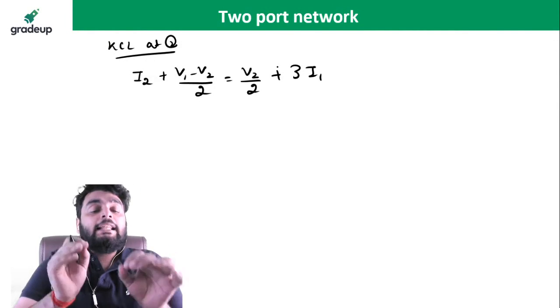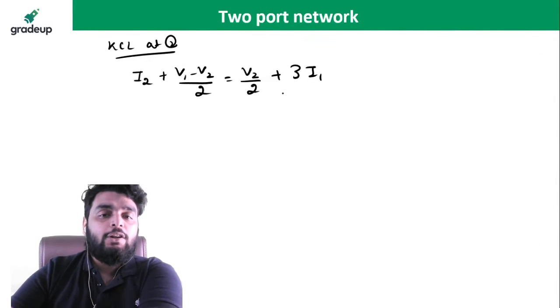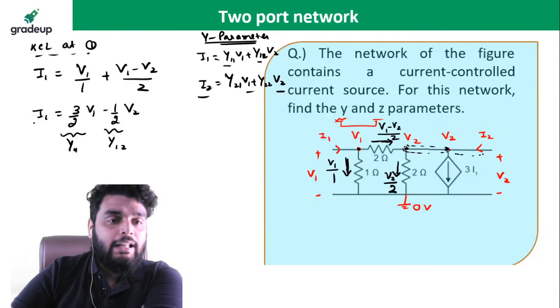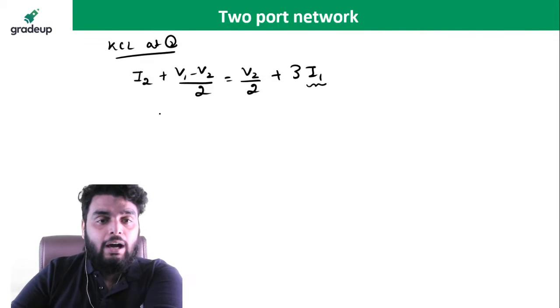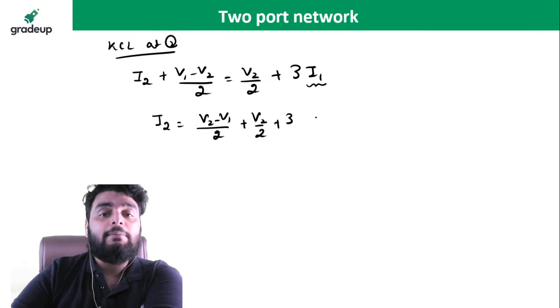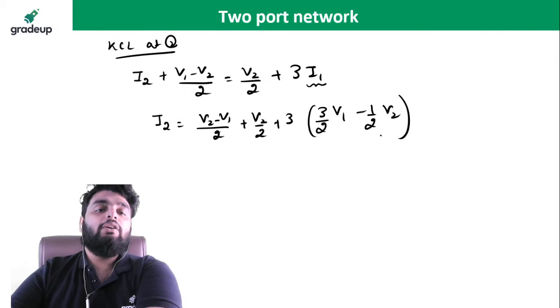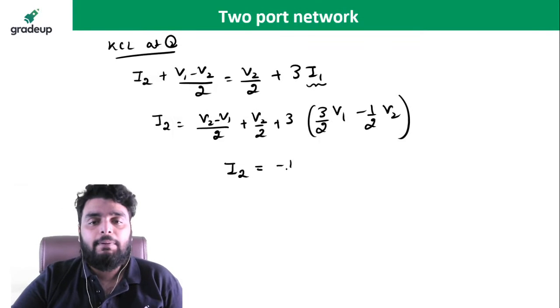Now I want the equation in the form of I2, V1 and V2. But here you can see I also have the term of I1. So what will I do? I will put the value of I1 from here into this equation, right? So I will write here I2 is equal to V2 minus V1 by 2 plus V2 by 2 plus 3 times I1. What is 3 times I1? 3 by 2 V1 minus 1 by 2 V2. Okay. Now here we just need to simplify this. Nothing is left, just simplification is left.